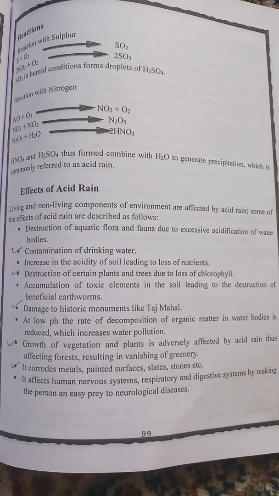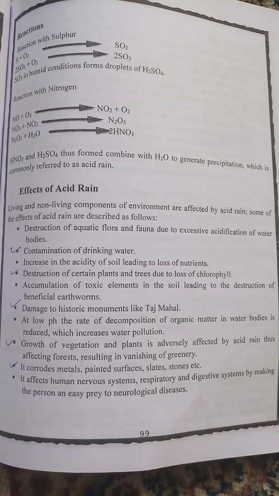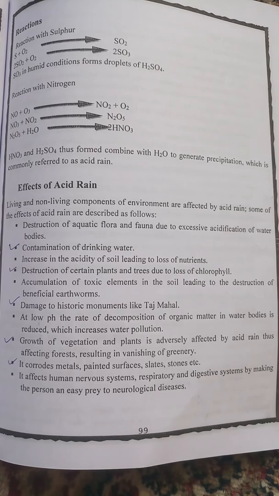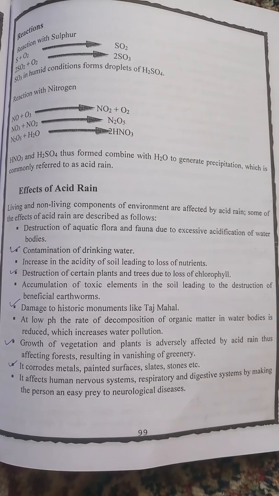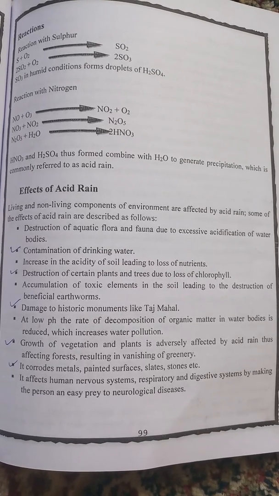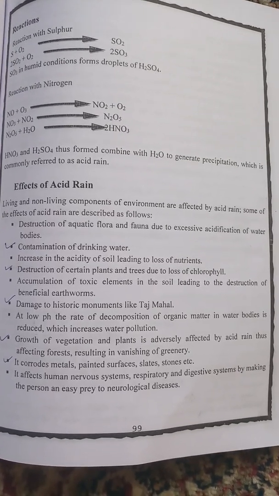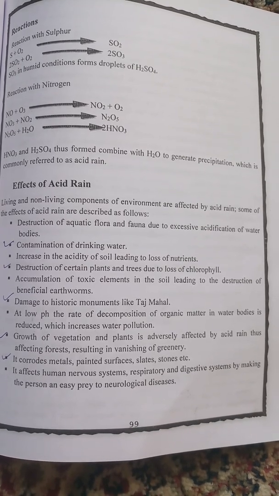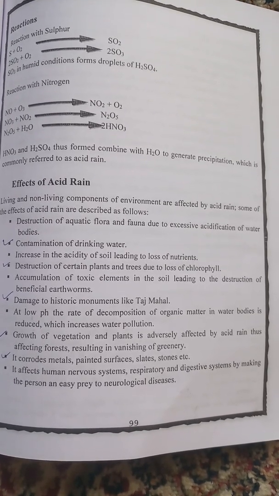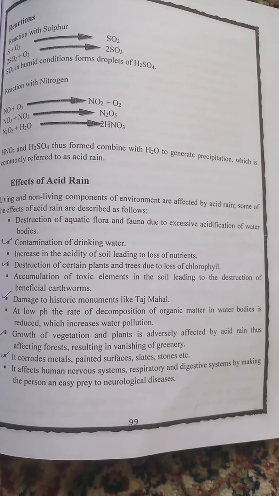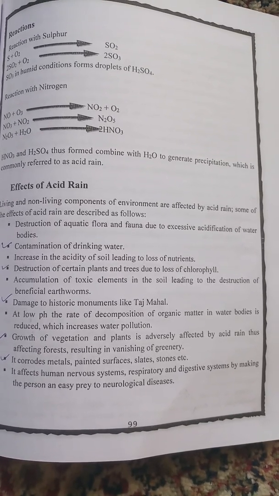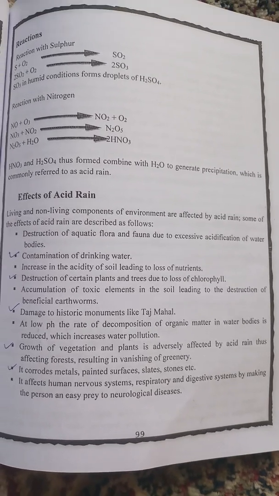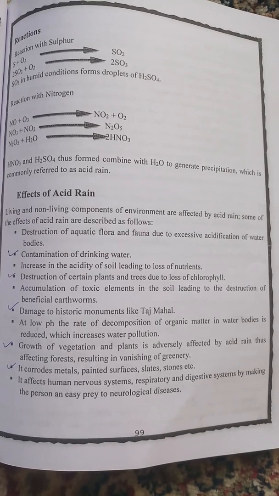Some of the major effects, the main effects of acid rain are, number one, due to acid rain, the acidification of water bodies increases. So the pH of water bodies gets acidic. This causes destruction to aquatic life, both flora and fauna, both plants and animals living there get affected.